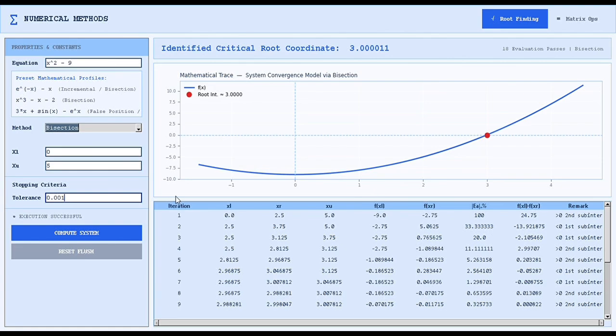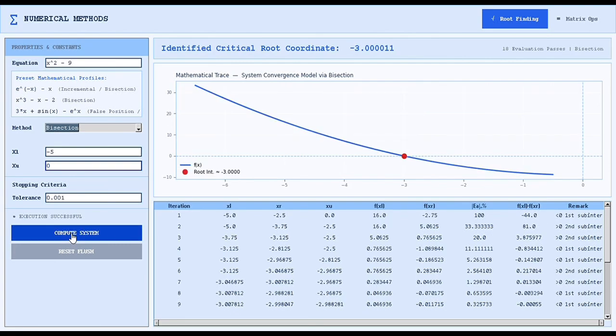To find the negative root, I set xl equals negative 5, xu equals 0, and a tolerance of 0.001. Result is negative 3.0. Again, confirmed by the red dot. This demonstrates the program's flexibility in isolating specific roots simply by adjusting the search interval.